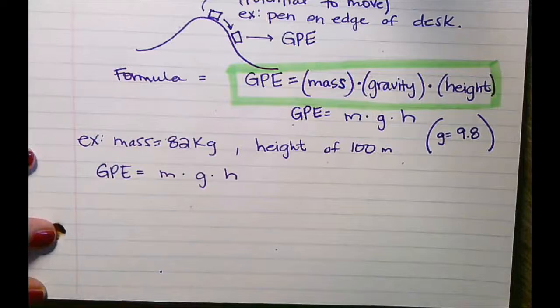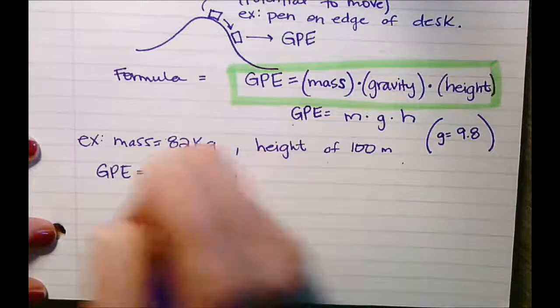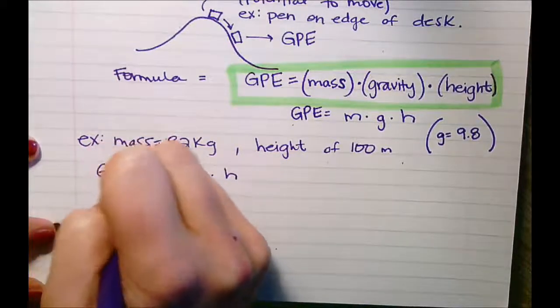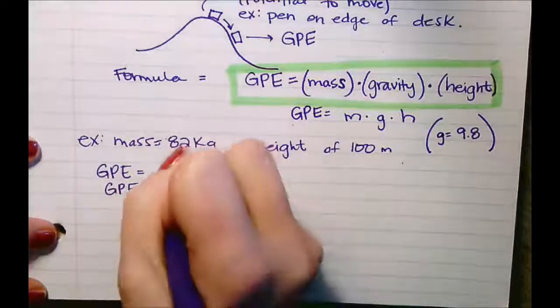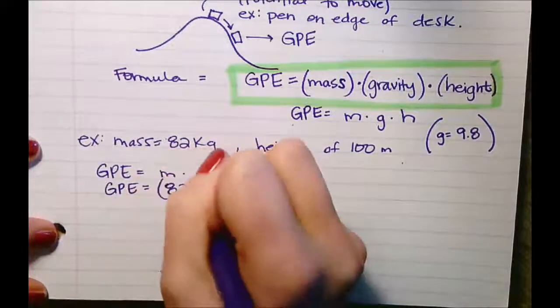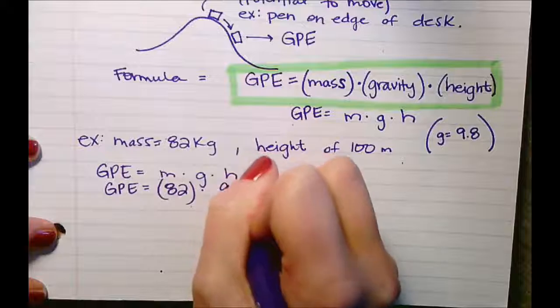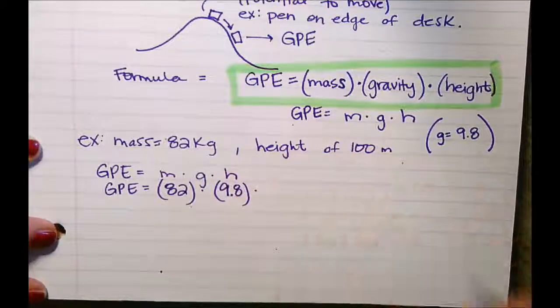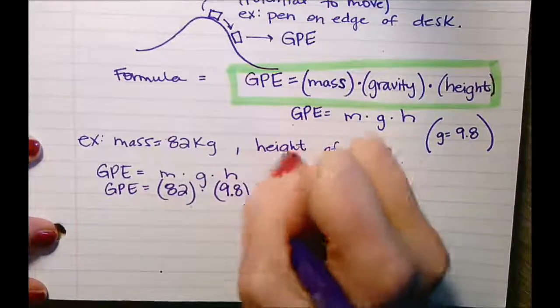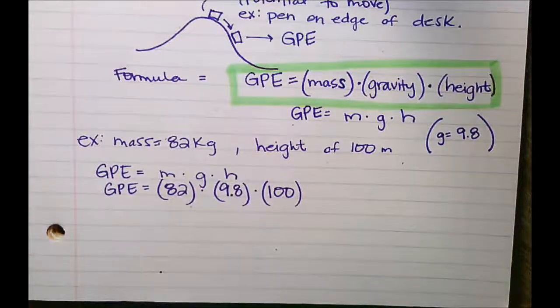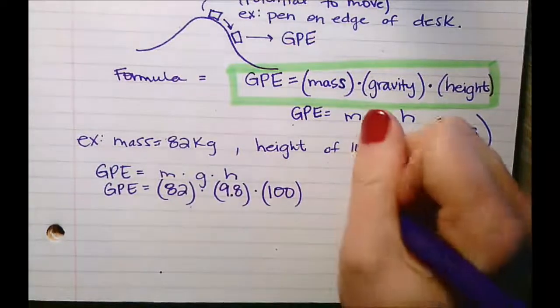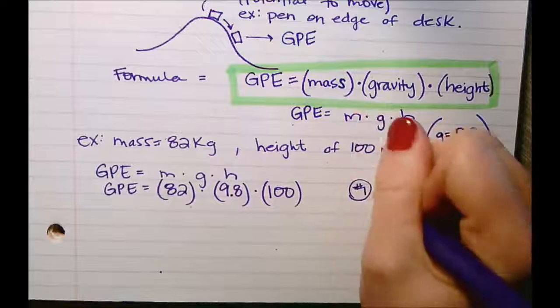So number 1, we're going to plug it in. So we're going to write our GPE equals our mass of 82 times our gravity on Earth, which is 9.8, times the height, which is 100 meters above the ground. So 82 times 9.8 times 100. So this is my step 1, which is plug it in.